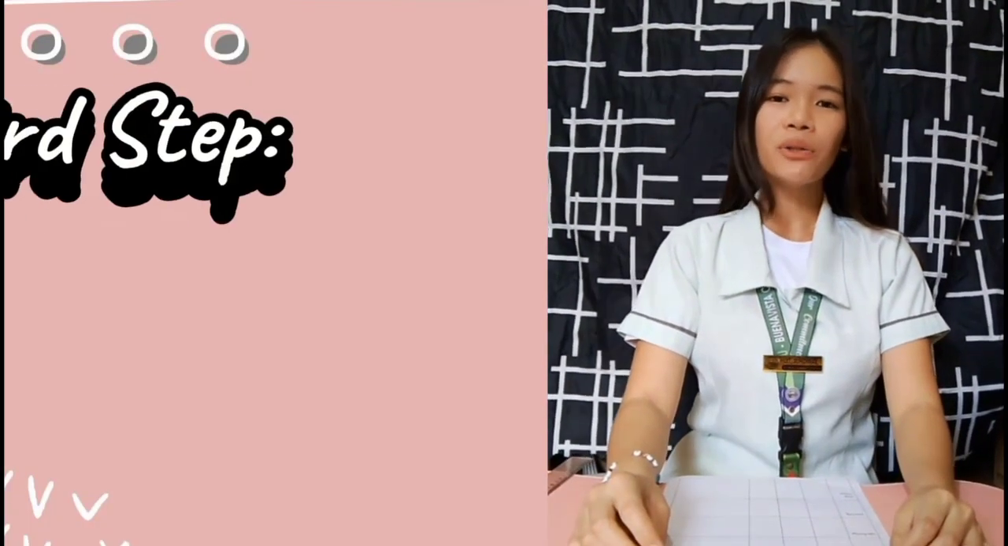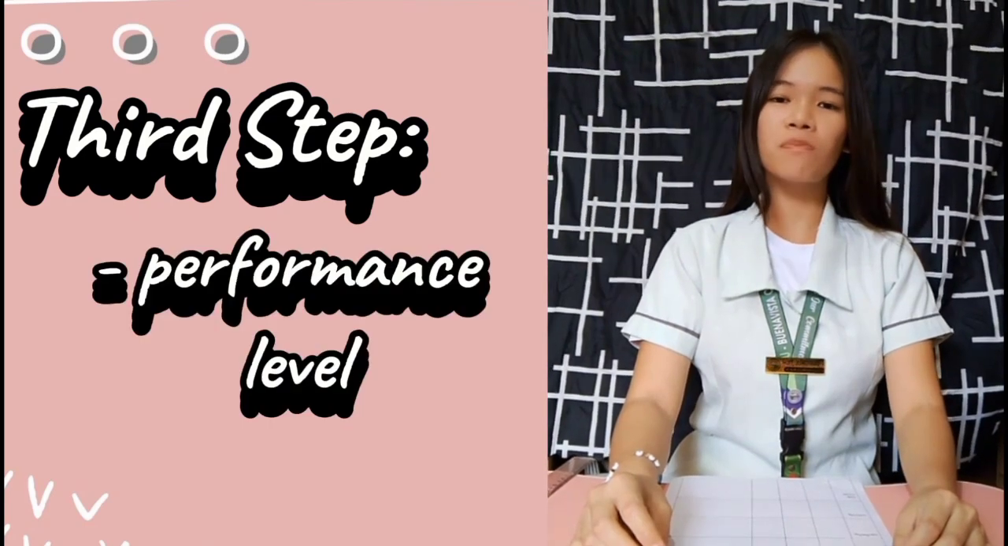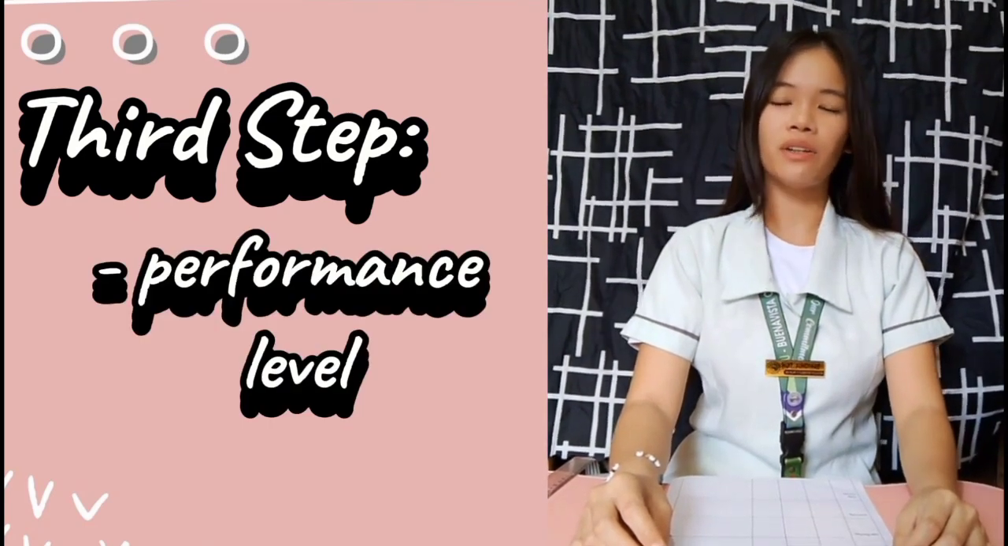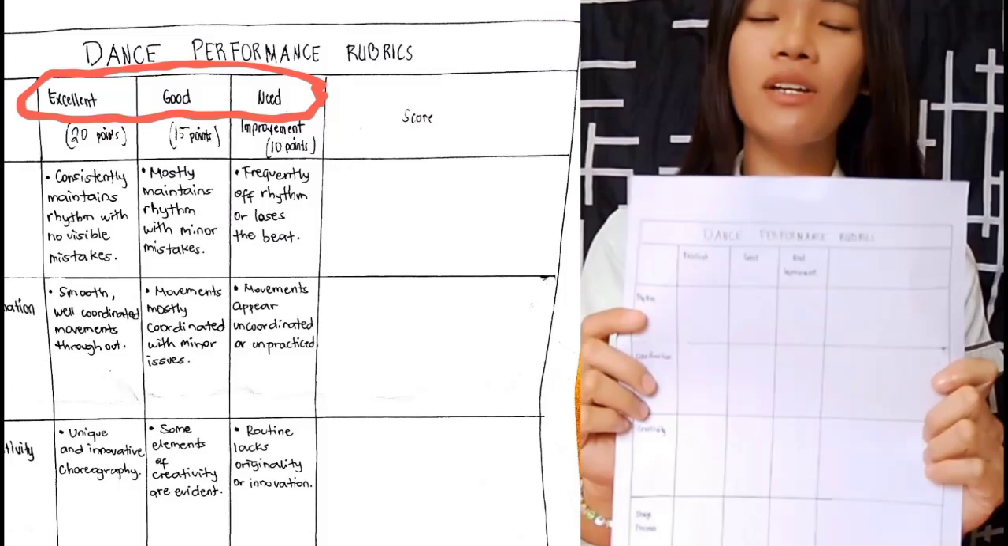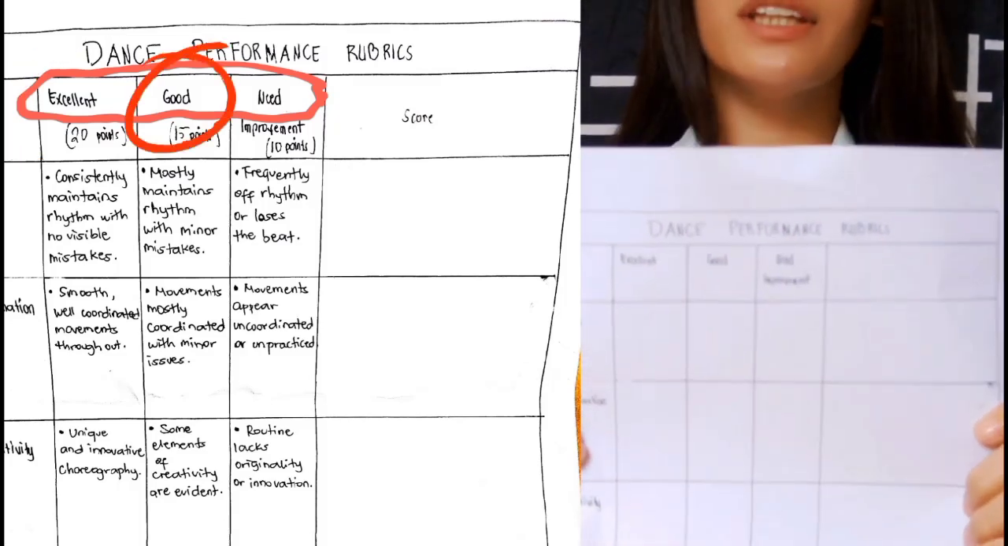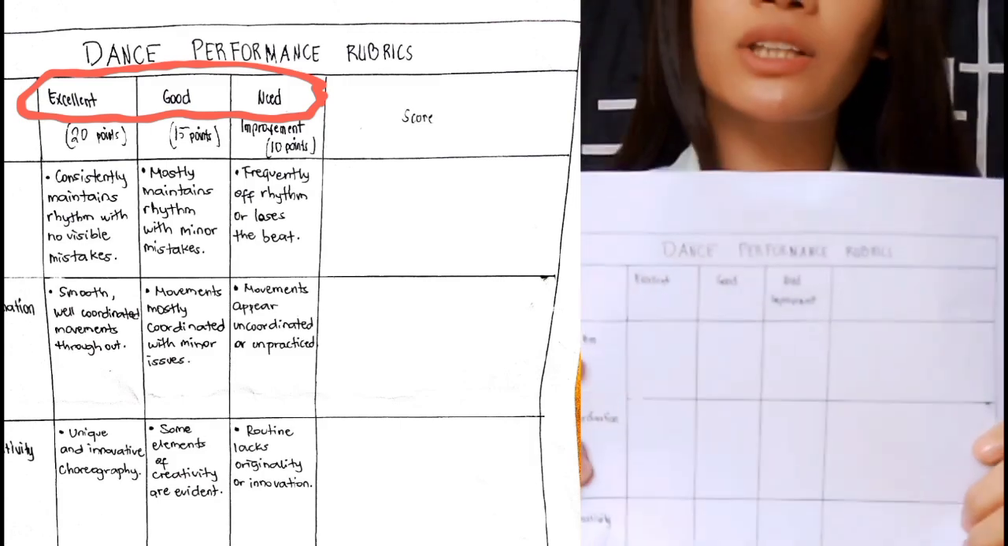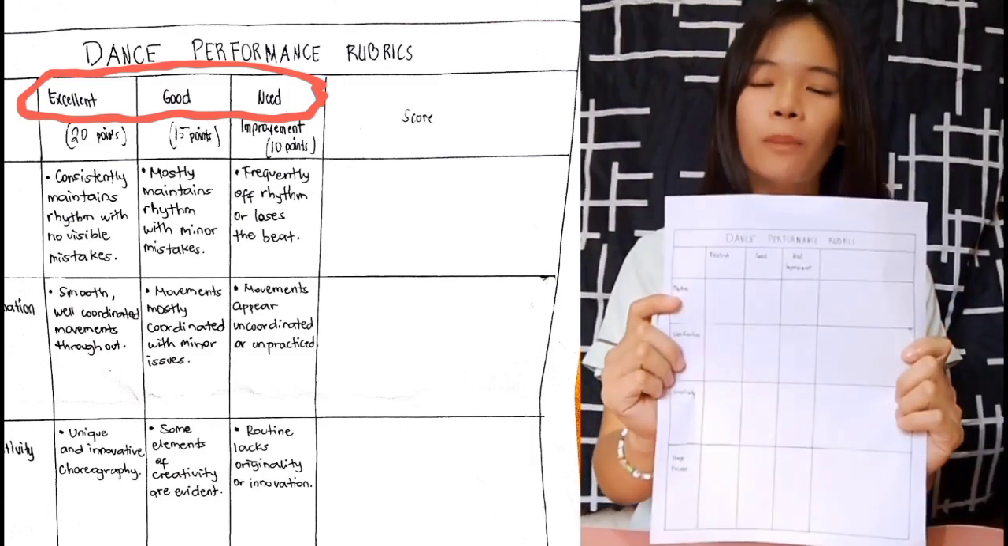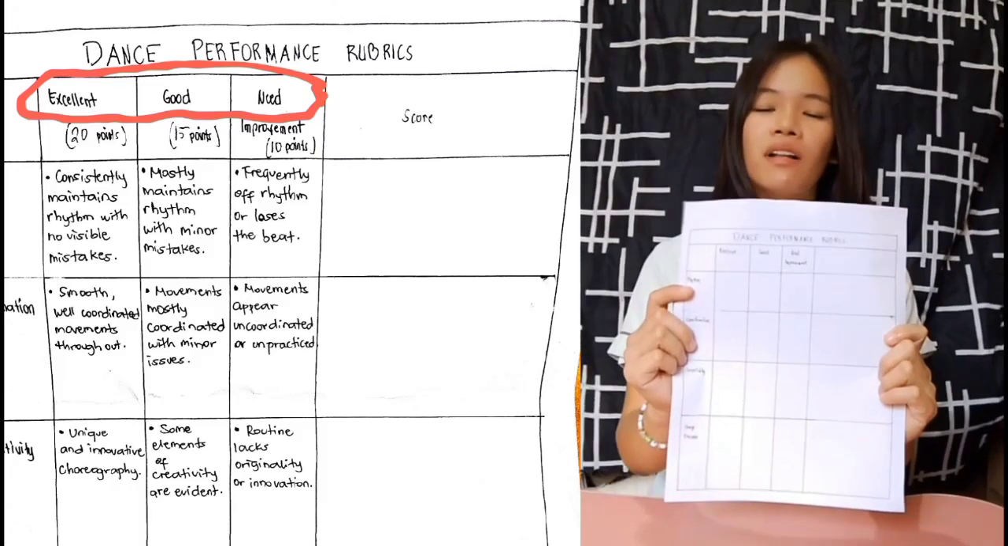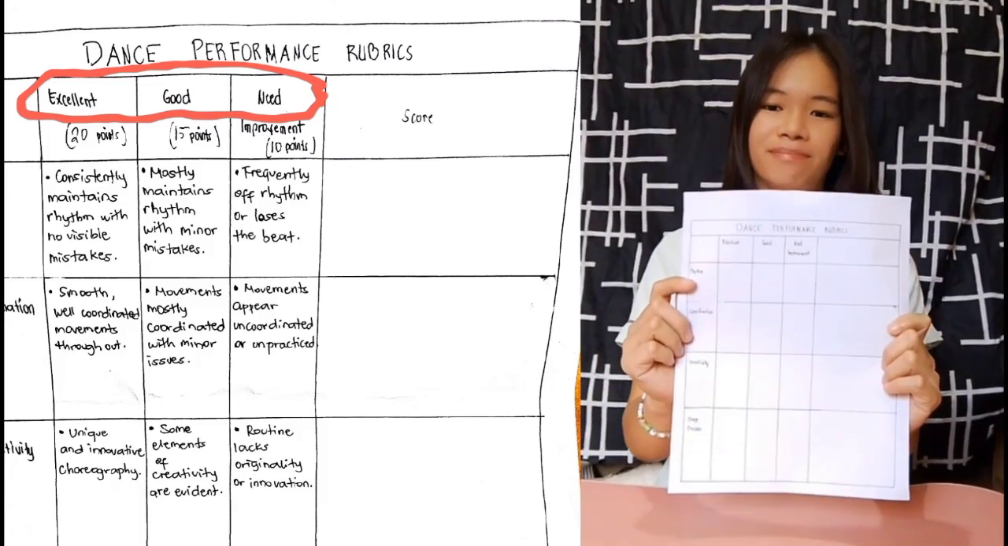Third step, determine the performance levels of proficiency for each criterion. For example, here it is. I use excellent, good, and needs improvement as a determinant of each group's performance level of proficiency.